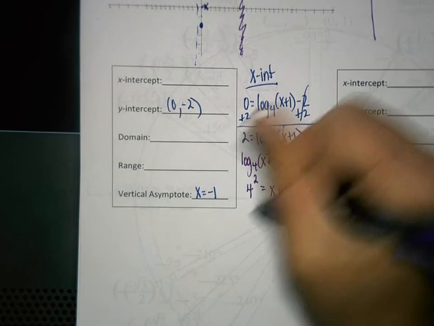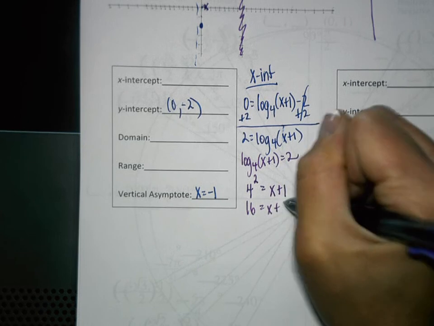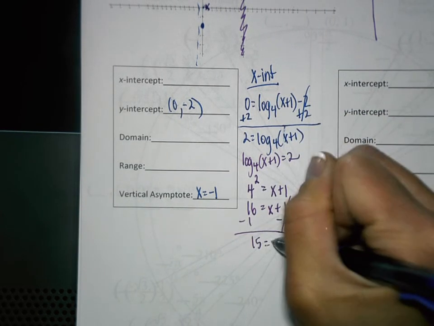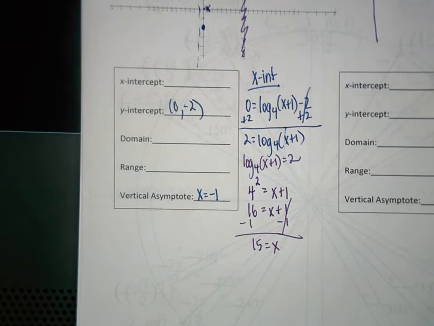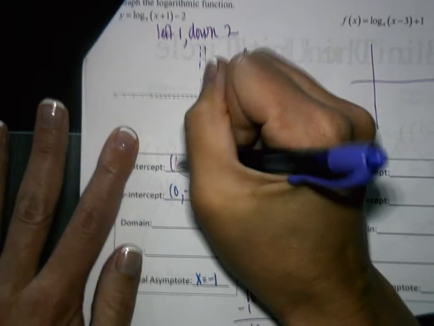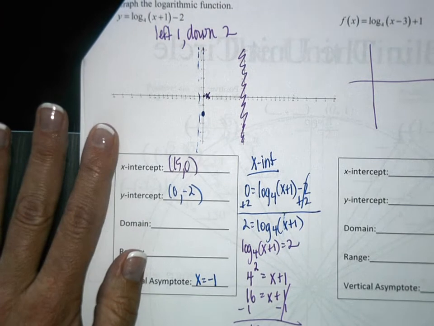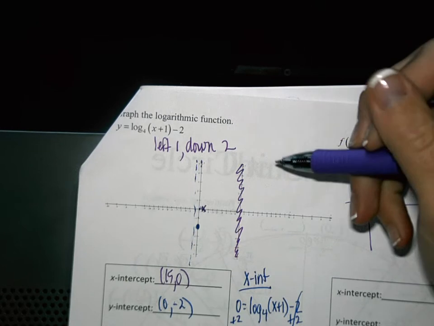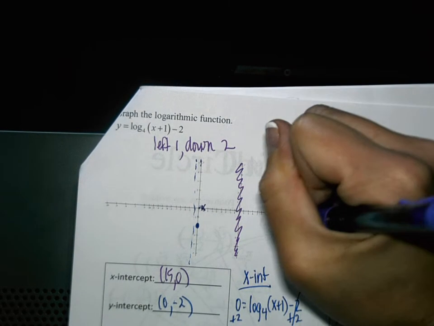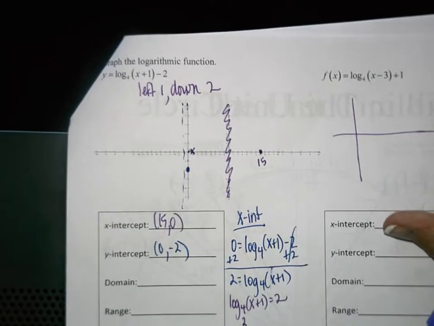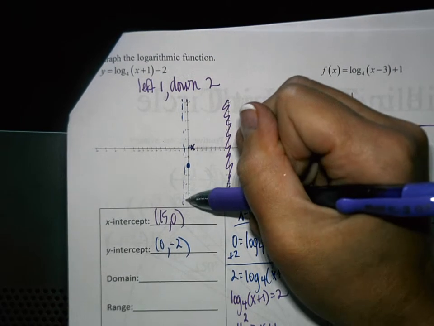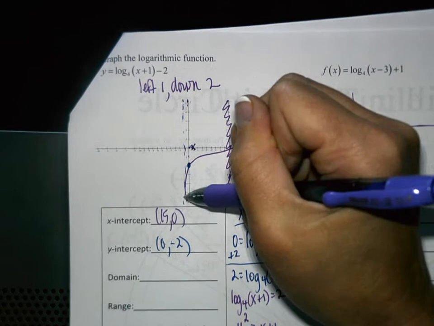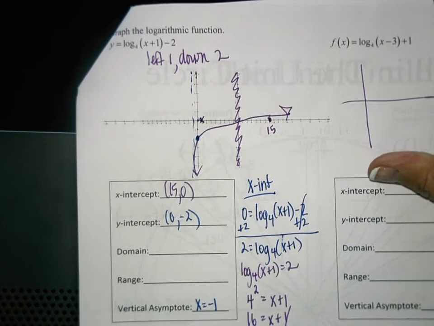And then we would simplify. 16 equals x plus 1. Subtract 1 from both sides, and 15 equals x. So that means that my x-intercept is at (15, 0). And so you could kind of count and approximate. I know the graphs are kind of weird right here, but I'm just going to put a point here and mark it as 15. And then we can go ahead and draw our curve. So it's going to go something like that. I'm sure you can draw it much better than me. And so my logarithmic function looks like that.